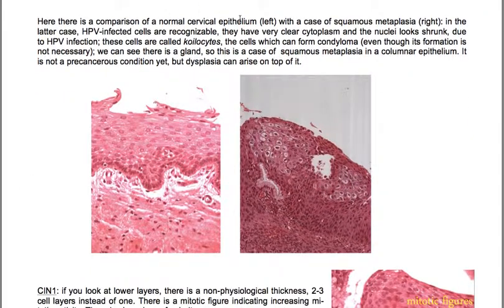Here there is a comparison of normal cervical epithelium with a case of squamous metaplasia. In the latter case, HPV infected cells are recognizable. They have very clear cytoplasm, and the nuclei look shrunk due to HPV infection. These cells are called koilocytes, the cells which can form condyloma, even though its formation is not necessary. We can see there is a gland, and so this is a case of squamous metaplasia in a columnar epithelium. It is not a precancerous condition yet, but dysplasia can arise on top of it.